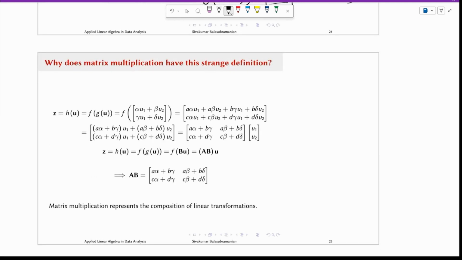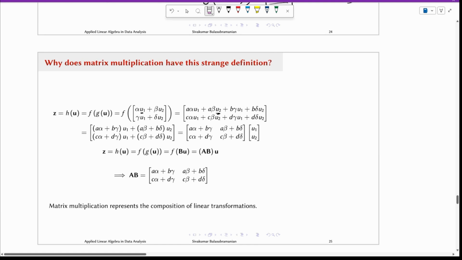Actually, I've made a mistake here. This should be, this is okay. These should be X1, X2. It looks like I've swapped my discussion. I said do F first and G later. Here in the slide I've done G first and F later. That's why I started with U as the input. I hope that is not confusing.